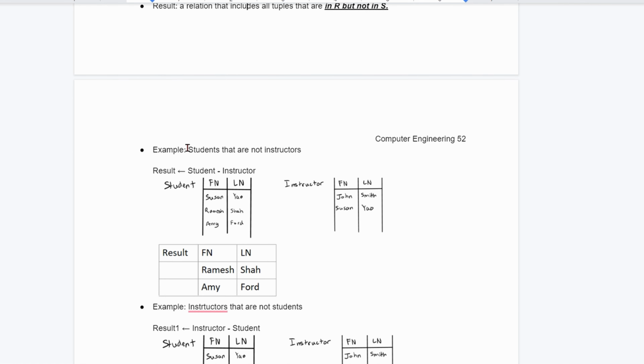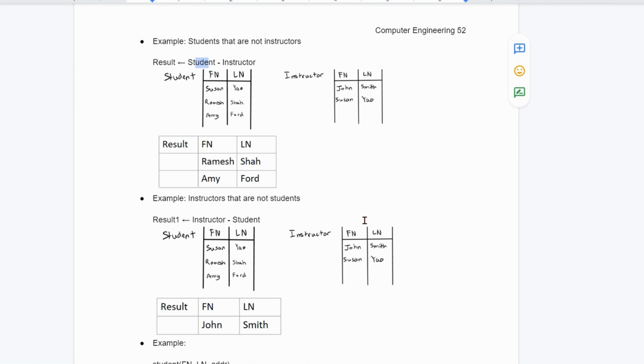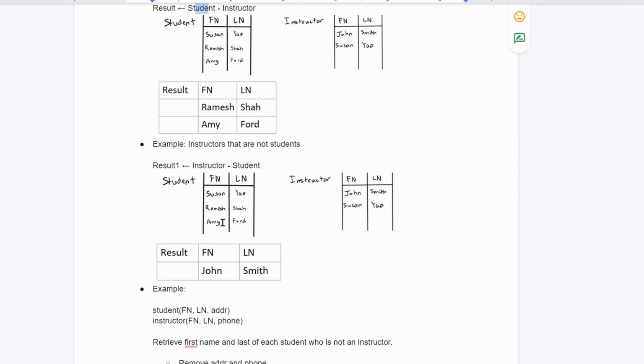This example is saying that we want all students that are not instructors. If we are given students, instructors, and then we have a result, being sent to our result is student minus instructor. So we have the student with these attributes, and then we have the instructor with these attributes. Student minus instructor means that every instructor that's inside of our student, or one that is part of the instructor, is not going to be in our result. So this is our result. And then we have instructors that are not students. So of these instructors, only John Smith would be inside of here because he's the only one not a student.